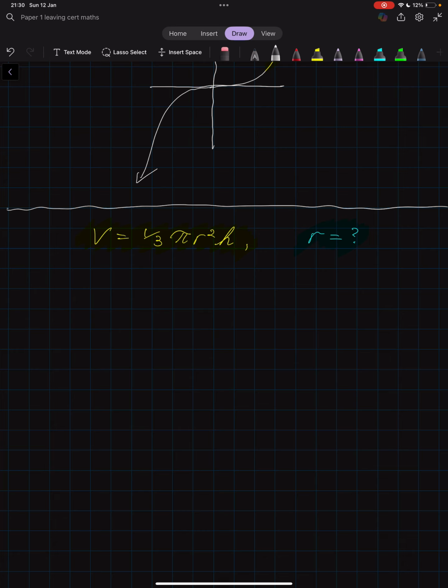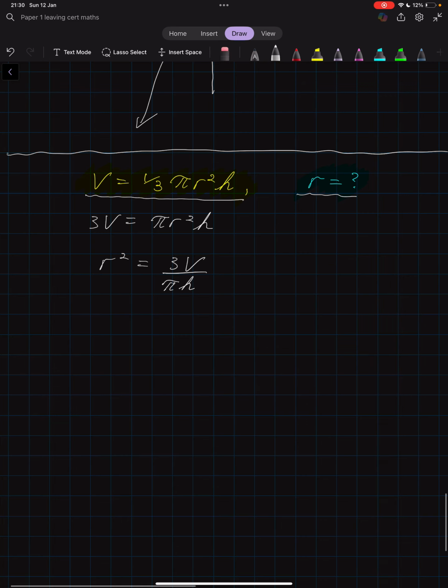So first of all, let's get rid of the third. Let's multiply both sides by 3. So we get 3v equals pi r squared h. Secondly, let's get rid of the pi and the h. So I get r squared equals 3v over pi h. So I divided both sides by pi and h. Now I can take the square root on both sides because I have r squared. I only want r. So if I take the square root, I get r equals the square root of 3v over pi h. Sorry. And that's the answer.